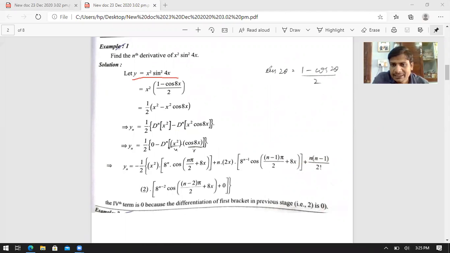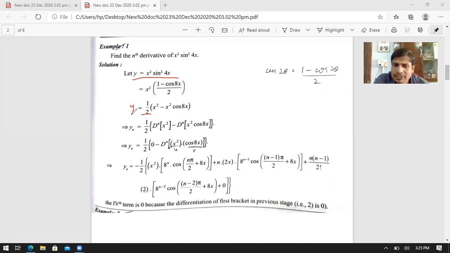I write here that formula and simplify. 1 minus cos of 2 into 4, that is 8x, for sin square 4x. That's why 2 into 4 is 8x, divided by 2. Then that is equal to 1 by 2, take common. Then you multiply inside: x square into 1 is x square, then minus x square into cos 8x. This is the y term.